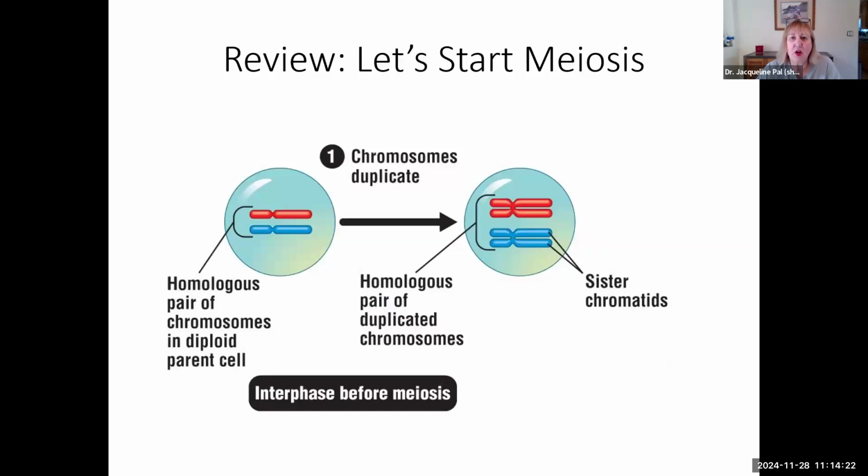So let's get started. Before meiosis, during interphase, we have a chromosome from mom and a chromosome from dad. Those are called homologous chromosomes. While in interphase, they are going to duplicate, and sister chromatids of each will be formed.